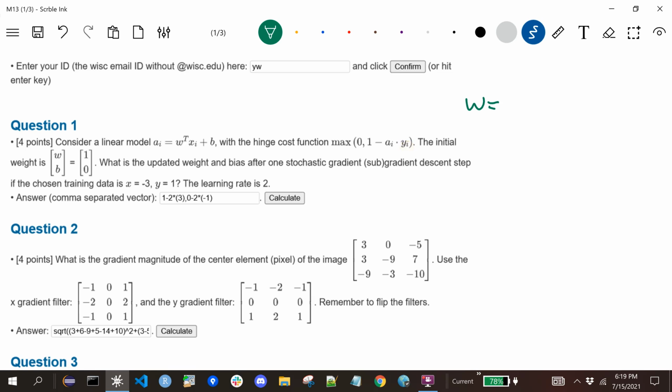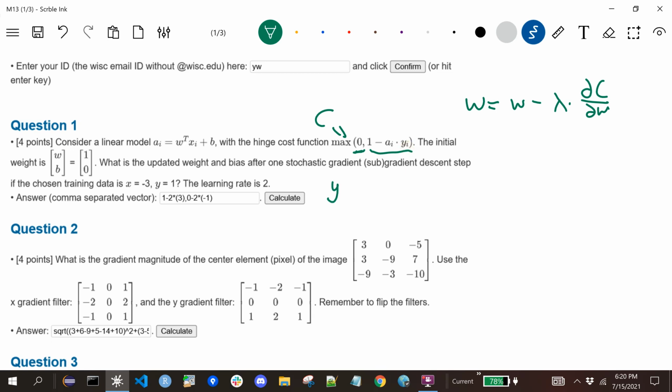So the formula is always you are going in the negative direction of the learning rate multiplied by the gradient. So the key thing is figuring out what this gradient is. We know the function c already, and first we need to figure out whether we are in the 0 part or in this 1 minus ay part. So let's figure out a and y first.